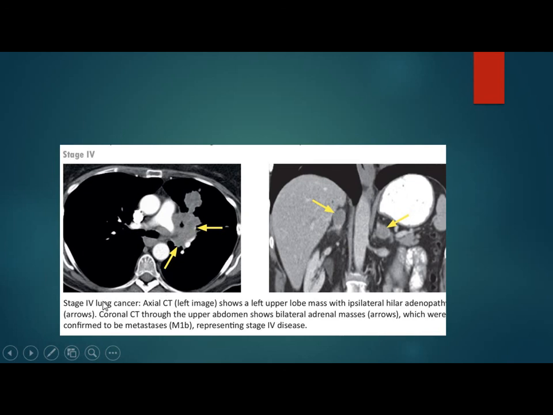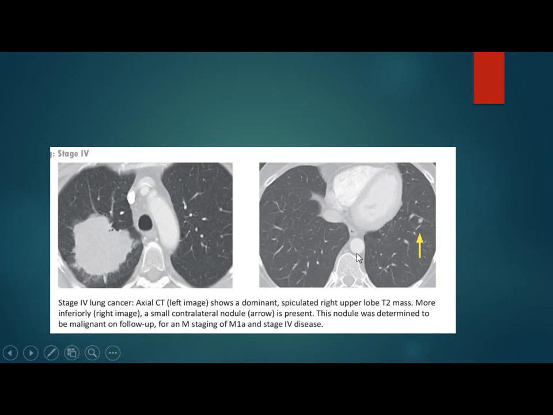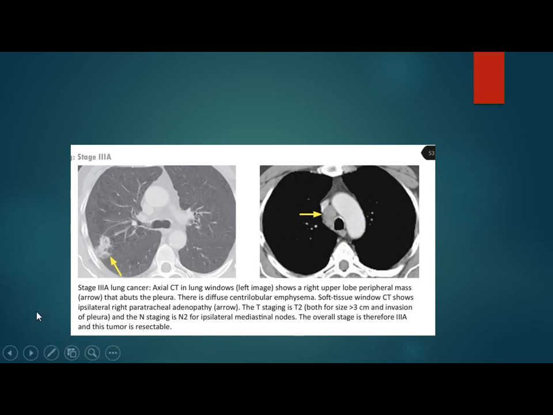So here is a stage 4 disease, left upper lobe mass with ipsilateral hilar lymphadenopathy. And here there is also invasion of both adrenals, so this metastasis is stage 4. This is also stage 4. There is a large mass here, and small contralateral nodules appear. This is stage 4 disease. This is stage 3A disease, because we have the mass abutting the pleural surface, more than 3 cm, with lymph node involvement, so it's regarded as stage 3A.